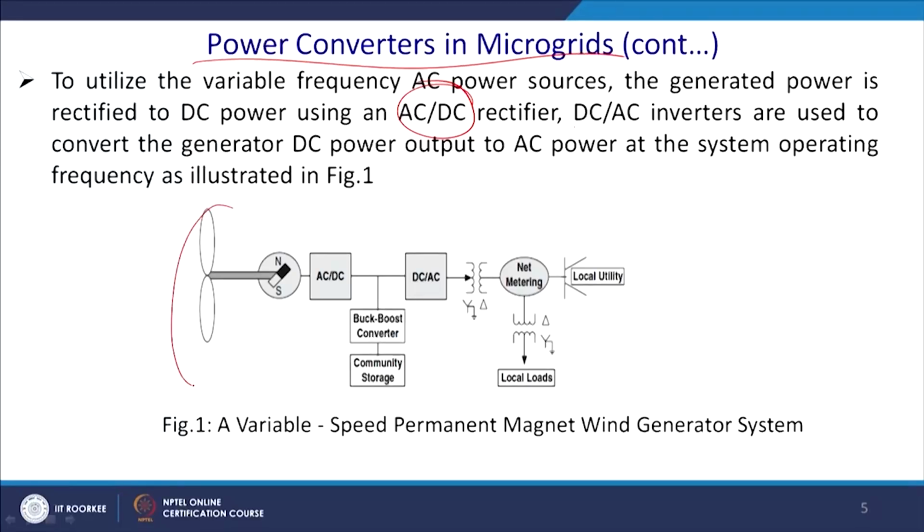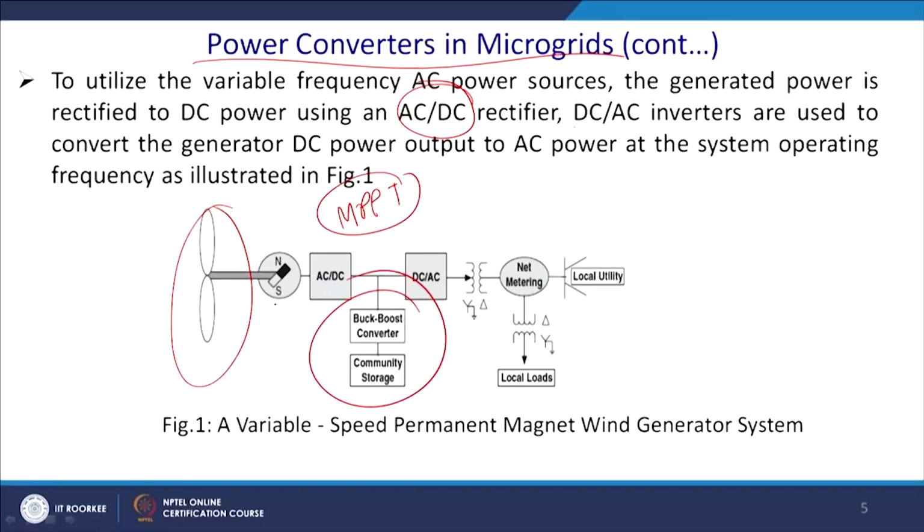So you have a wind turbine or a variable speed permanent magnet generator, and then it will be converted from AC to DC, and here you also need to track the maximum power point. For this reason you have a buck boost converter that will help you track the maximum power from this wind or hydel setup. Mostly it is a wind setup.